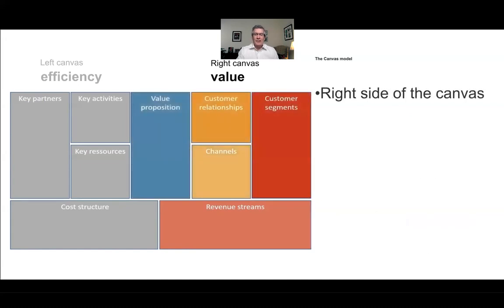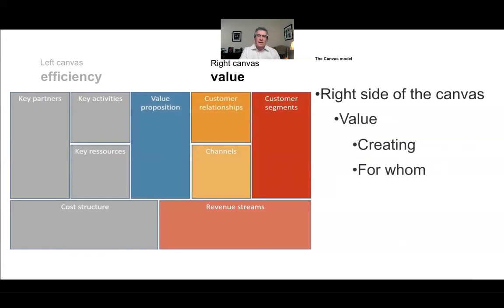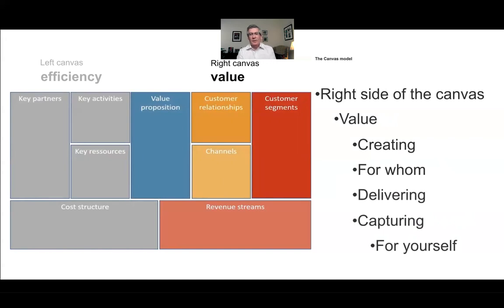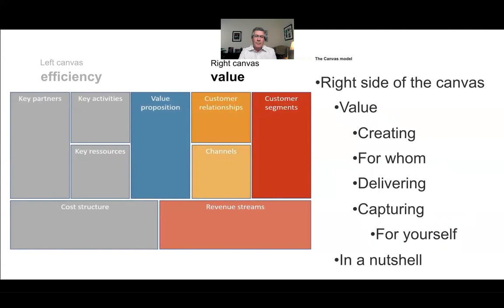So the right side is the value side, and it's where you get paid. It's where you create the value for the customer and where you get paid for it. It's who you're creating it for and all the other stuff. And so you're creating for whom, the delivering and capturing, and all of that is really, so you're making money by offering something of value to a customer. So that's it in a nutshell.